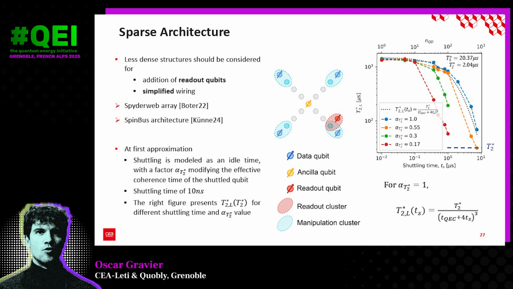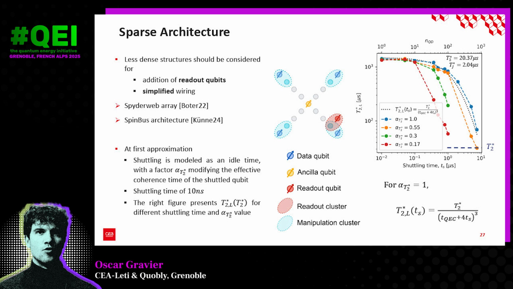Here I'm plotting the logical qubit coherence time as a function of the shuttling time, or the number of quantum dots that the qubit has to cross, for a fixed T2 star and a fixed T2L star. So here I'm looking at the impact of the displacement over the addition of quantum dots to be crossed. And we were happy to have some quantitative information.